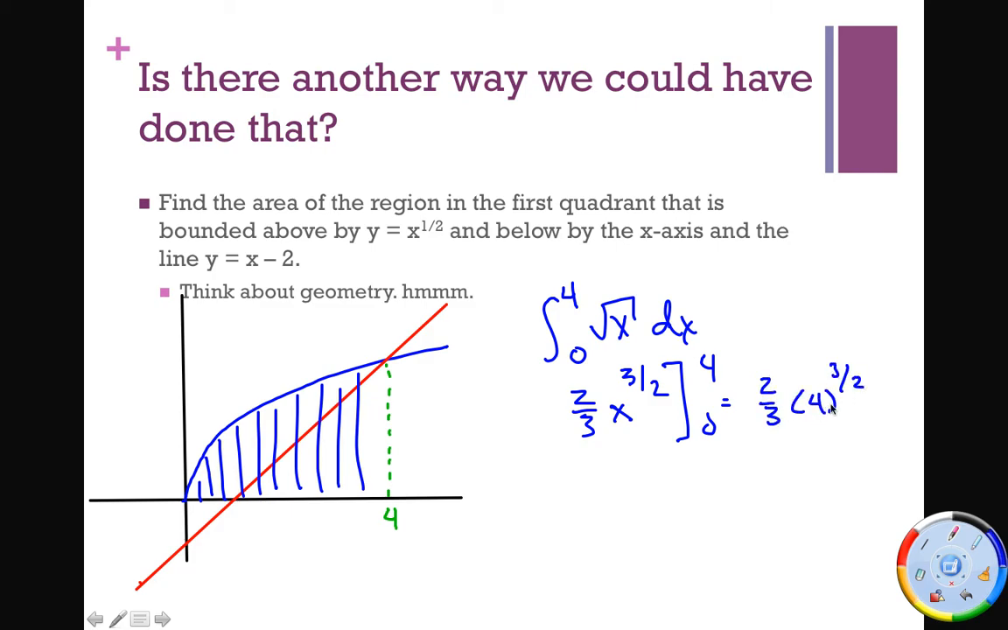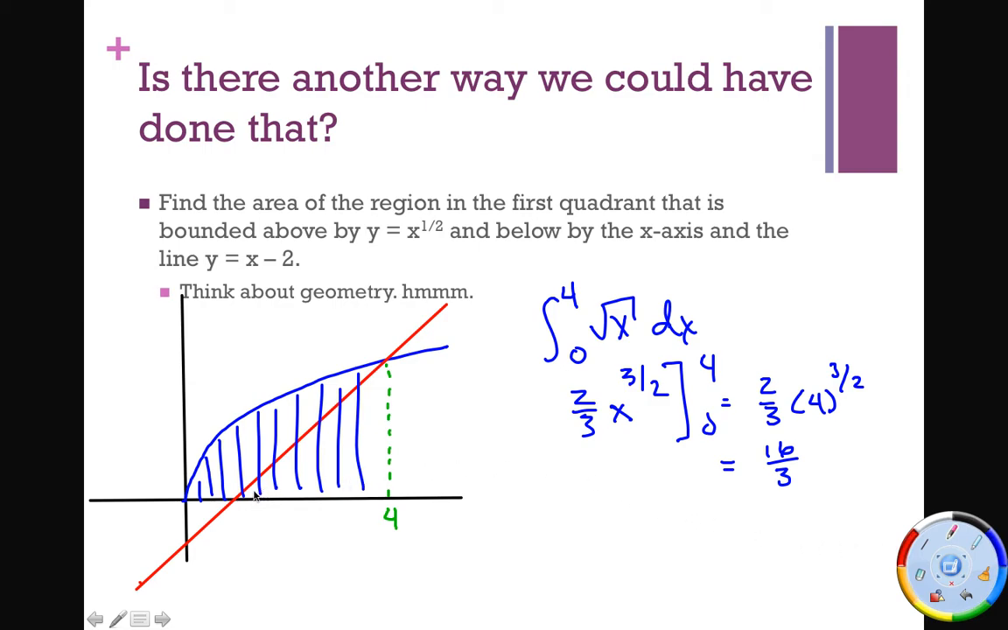Well, the square root of 4 is 2. To the third is 8. Times 2 thirds is 16 over 3. But then the question is, that wasn't the answer we got. It should have been 10 thirds. But here's where the geometry comes in.